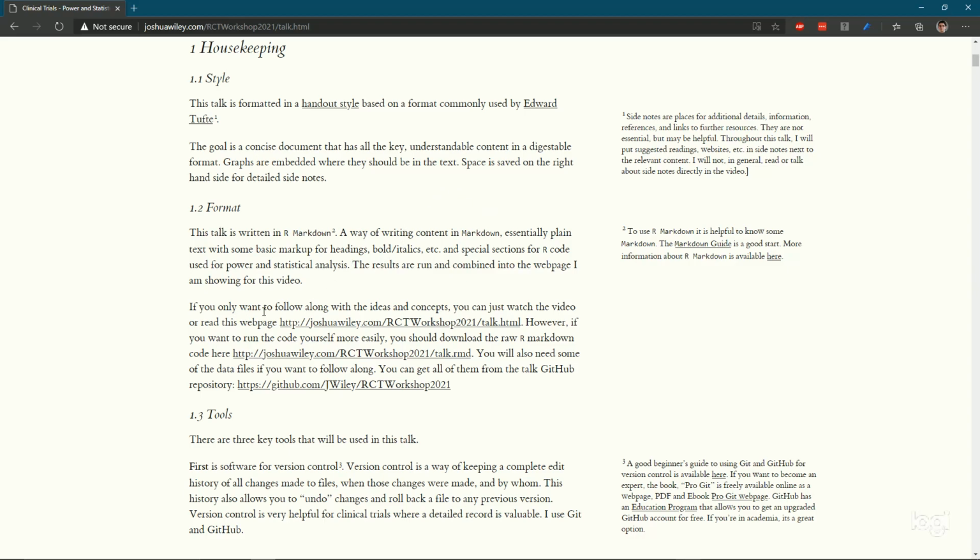If you only want to follow along with the ideas and concepts in this talk, you can just watch the video or read this webpage, and I've included the link to the webpage here. However, if you want to run the code yourself more easily, you should actually download the raw Markdown code, which is linked right here. The reason you want to download that code is so that you're not having to copy and paste the code off the website into software. You will also need the data files if you want to follow along. You can get all of those from the talk's GitHub repository, again linked here.